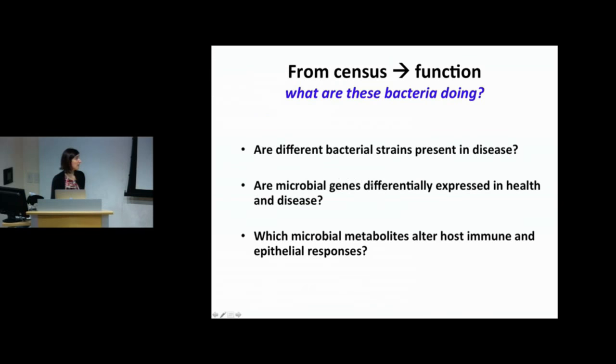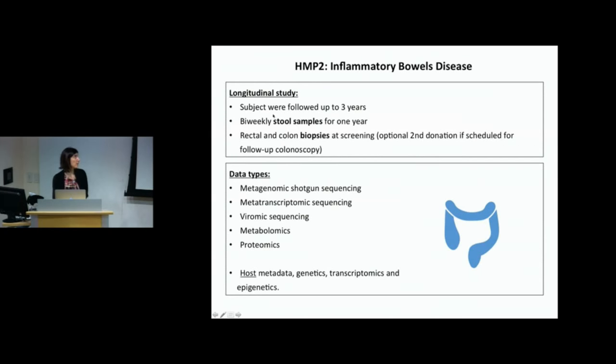Okay, so the second thing I want to talk about is looking at gene expression in microbiome studies. And here I'll talk about HMP2. So HMP1 was all healthy individuals. HMP2 is the second phase of the Human Microbiome Project, where we focused on disease. And the disease, like I said, that we were focusing on is inflammatory bowel disease. This is a longitudinal study. We sampled individuals biweekly for a year. We got lots of different data from these individuals, including host genome data, clinical data, genetics, transcriptomics, metabolomics, et cetera. But for the pilot study that I'm going to talk about, I'll focus on just the metagenomic shotgun sequencing data and metatranscriptomic sequencing data.